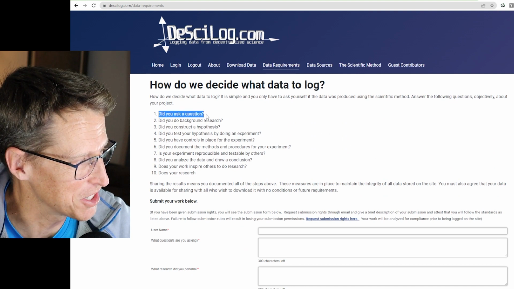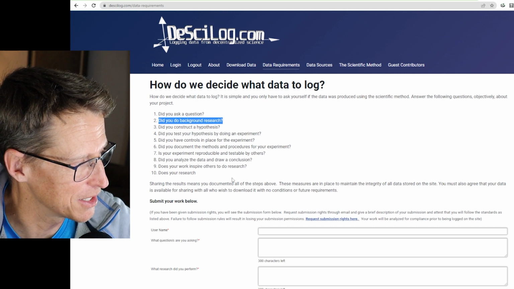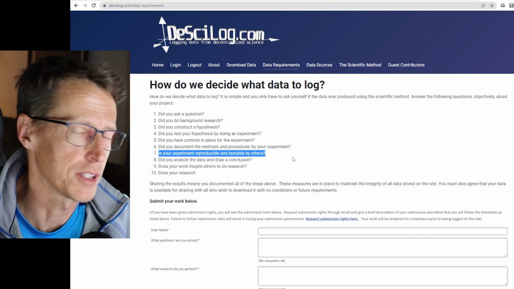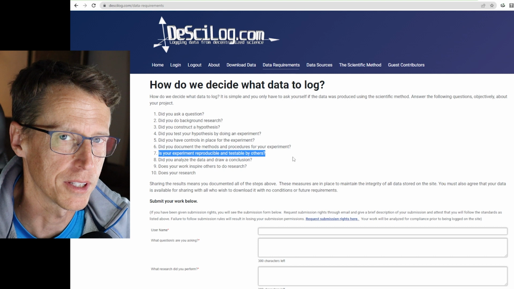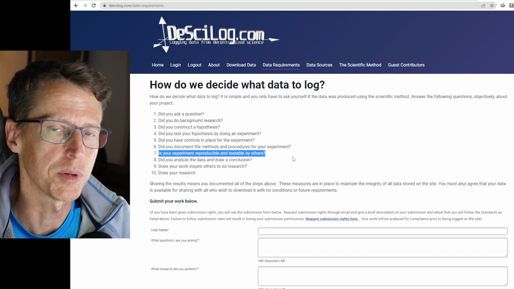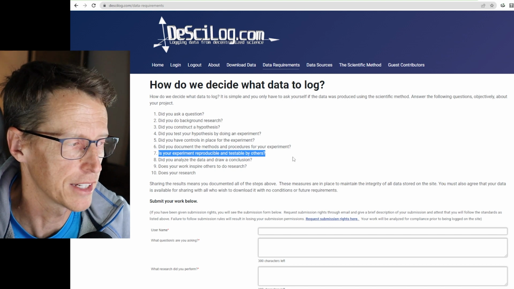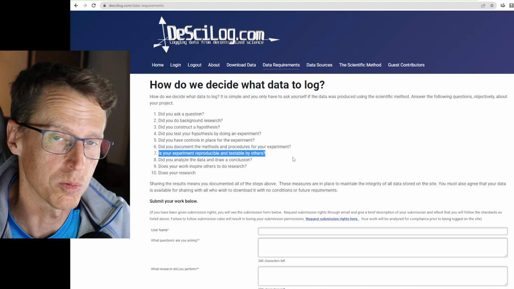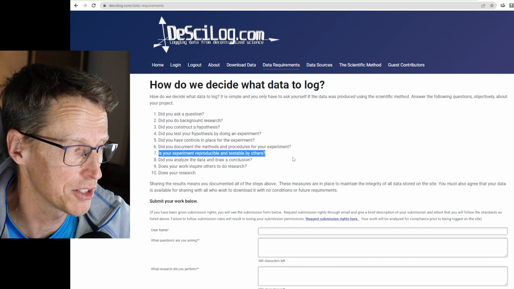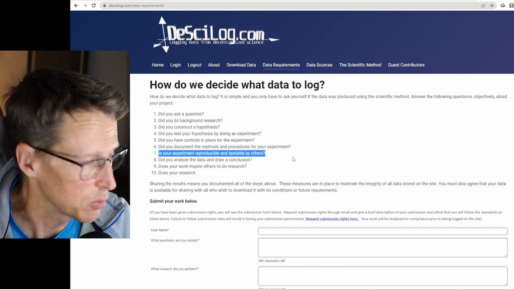Did you ask a question? Did you do background research? Basic stuff. What's probably the most important thing here is, is your experiment reproducible and testable by others? So I think that's the key for all science, right? Is it reproducible by others? So can other people test it, and can they confirm or not confirm your results? That's pretty much what all peer review papers do, from my basic understanding, okay? But we need to find that out.